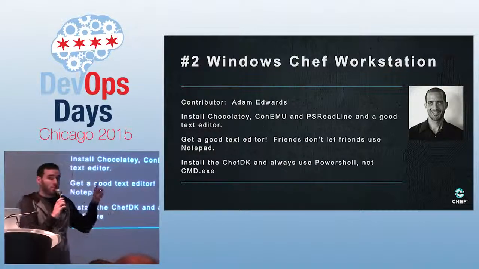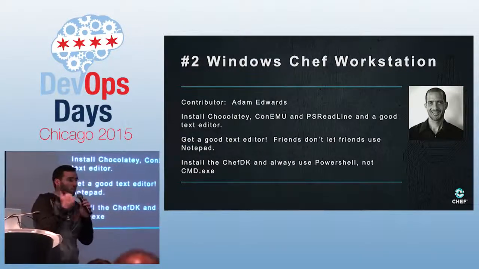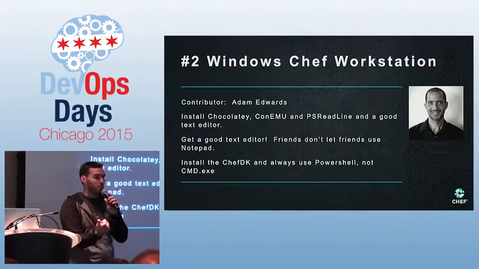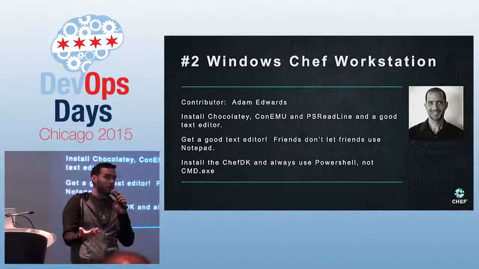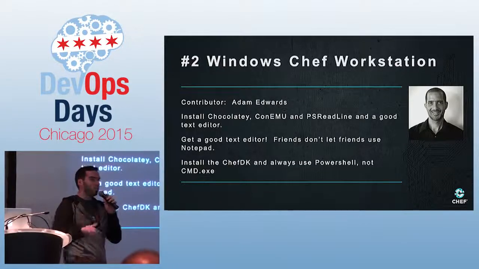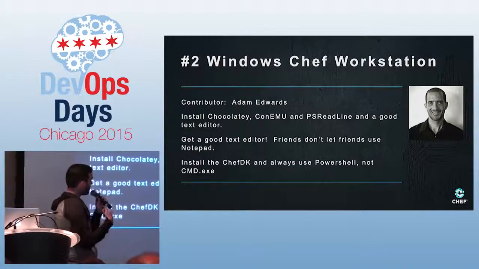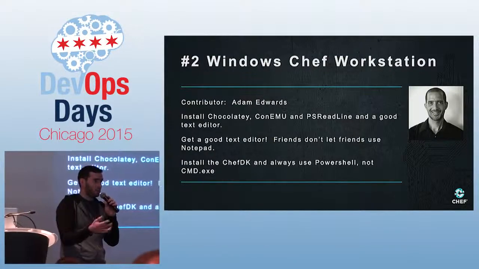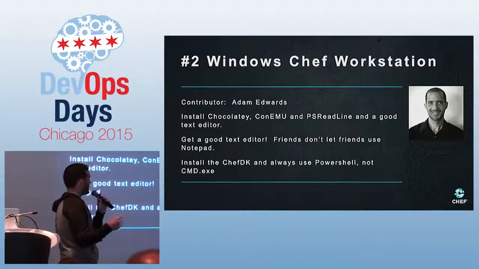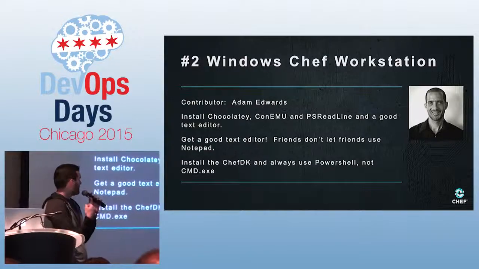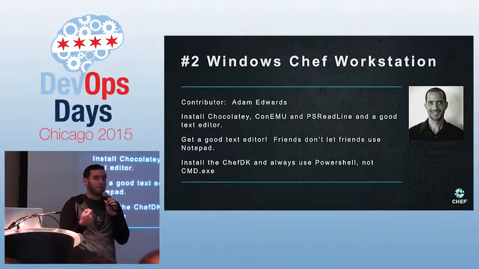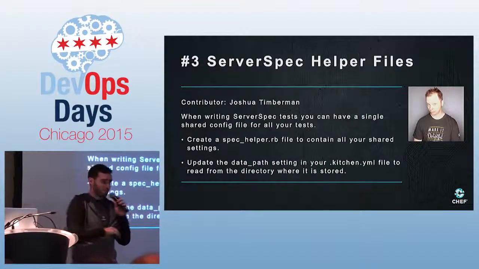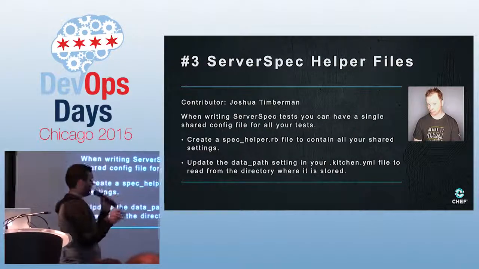So specifically with the Windows workstation, you want to install Chocolatey, ConEmu, and PS Readline. For those of you who don't know, Chocolatey is a package manager for Windows, much like Homebrew or apt or Yum. ConEmu is a console emulator that you can use as an alternative to your native console. And you want PS Readline. Also, get a good text editor. Friends, don't let friends use Notepad or Microsoft Word. Not good. I've seen that.